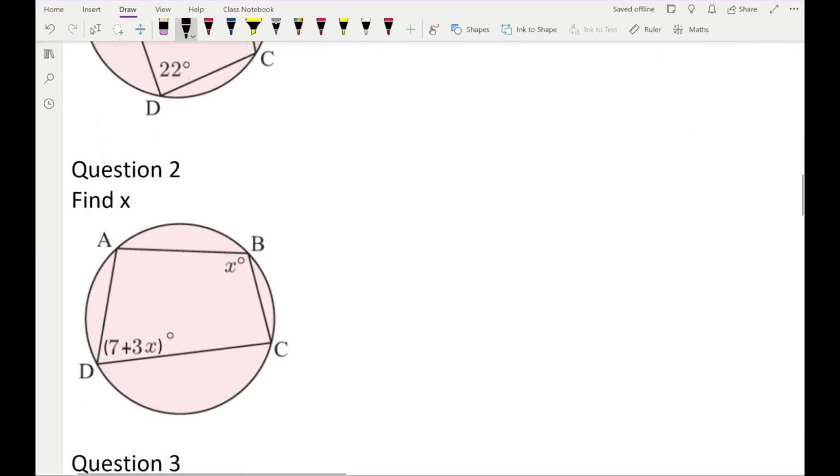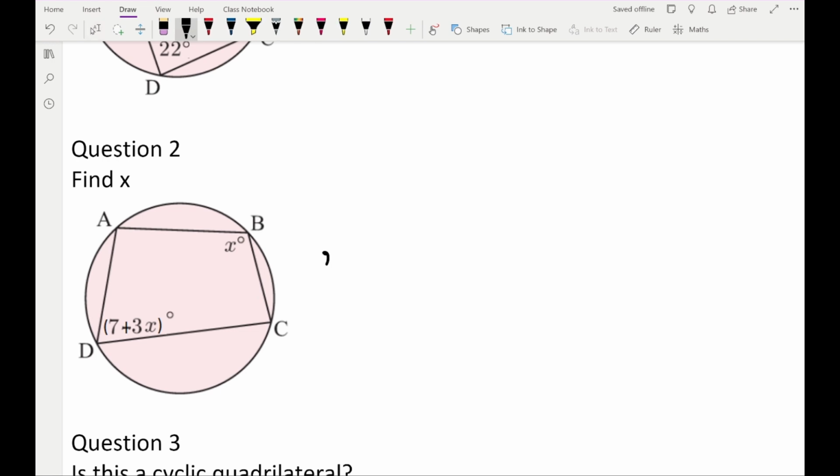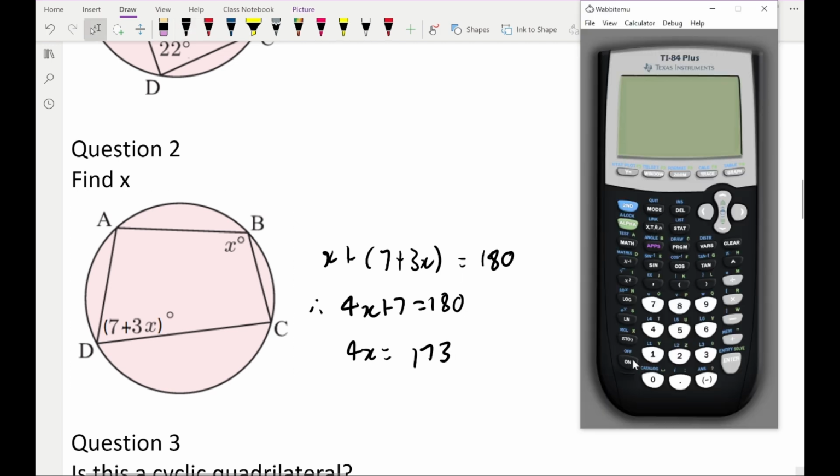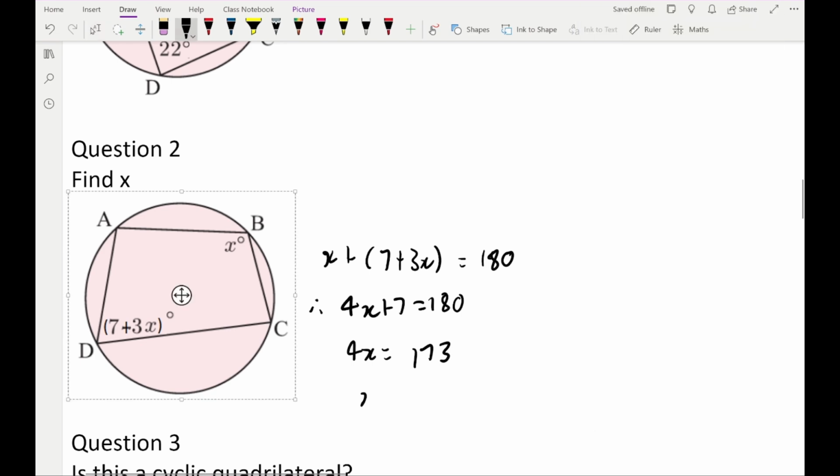Next one, find x. Similar situation, x plus 7 plus 3x should all equal 180. That means, if we simplify the left-hand side, we're going to get 4x plus 7. So 4x equals 173. Then it's really just a matter of dividing by 4. So we take 173 and divide it by 4. You're going to get 43.25.